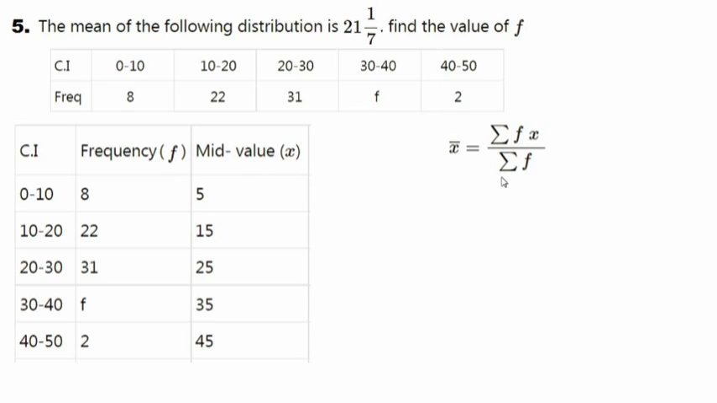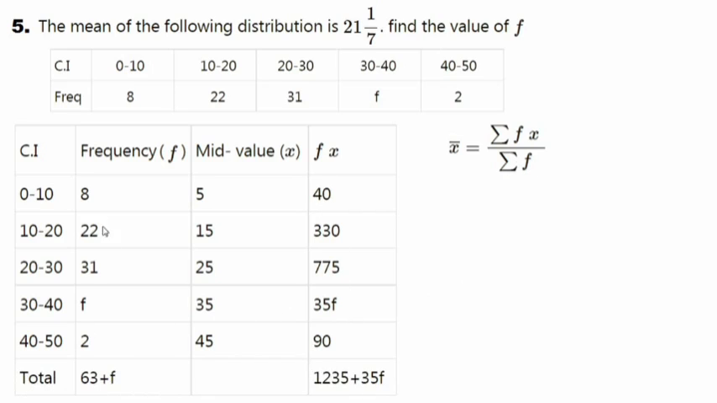So let's find their product. So fx is 8 into 5, 40, 22 into 15, 330, 31 into 25 is 775, f into 35 becomes 35f, 2 into 45 is 90. Now I need to find the sum of fx, that is, I'll add all the values of fx and I'll add all the values of f. So when you find the total, it turns out to be 63 plus f, and the total of fx turns out to be 1235 plus 35f.